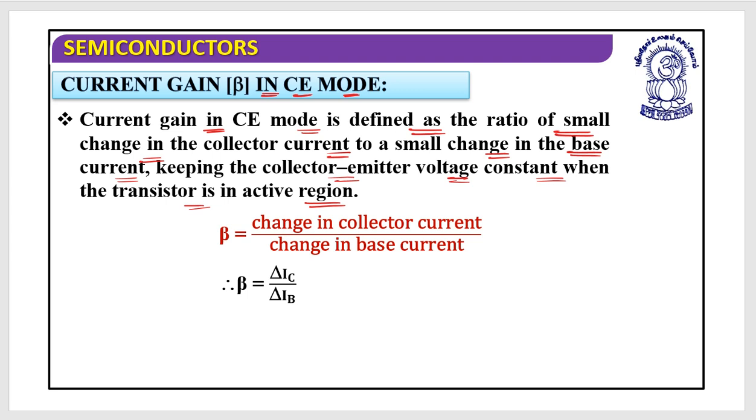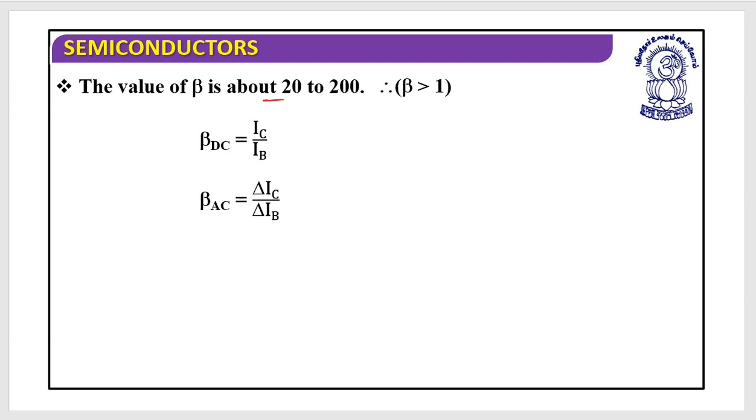So basically beta, or the current gain, is the change in collector current to the change in base current. You can understand this as the ratio of the output current to the input current. Output current in this case is IC, so beta equals delta IC divided by the change in base current, delta IB. The value of beta is about 20 to 200, because beta is always greater than 1.